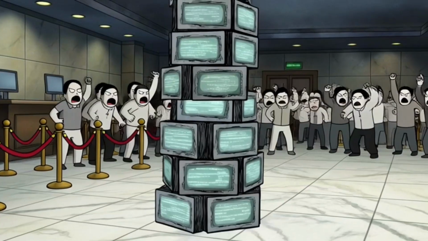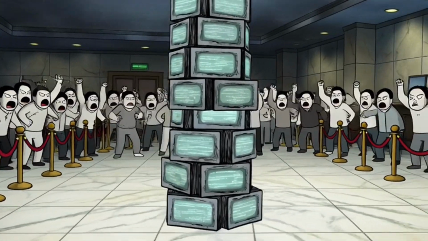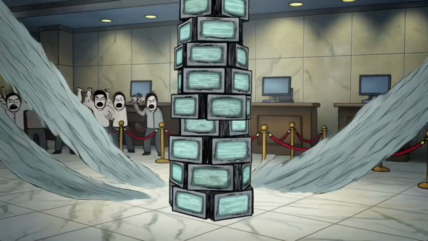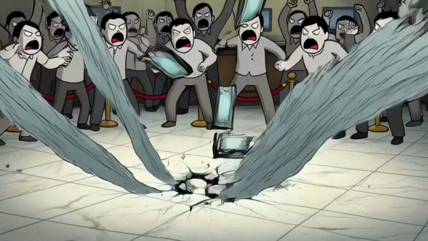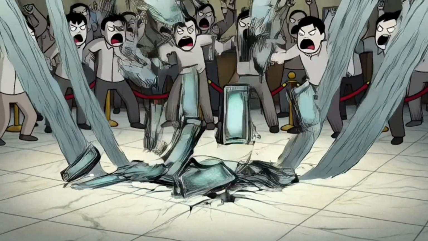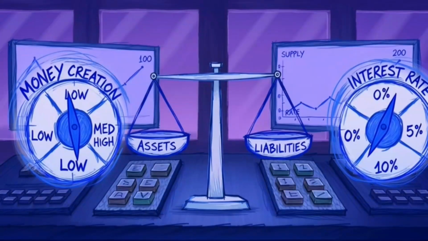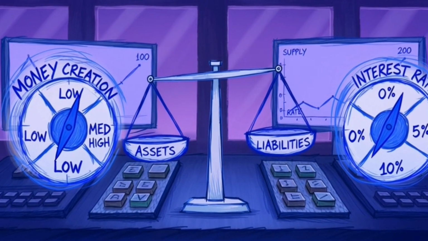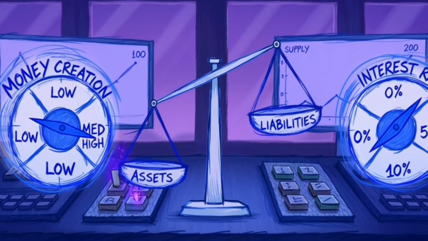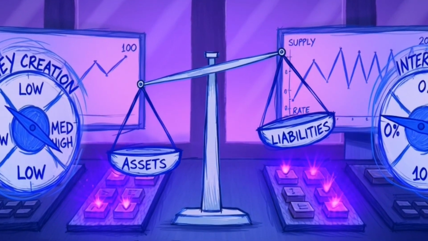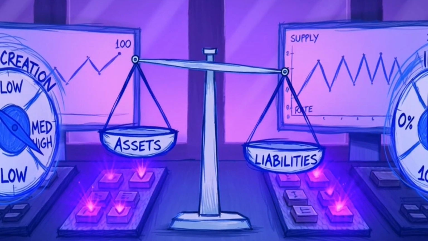It is crucial to note that this system relies entirely on confidence. If every depositor demanded their physical cash simultaneously, the system would fail because digital claims far exceed physical cash. The central bank manages this balance by adjusting interest rates, which makes borrowing either cheaper to encourage money creation or more expensive to slow it down.